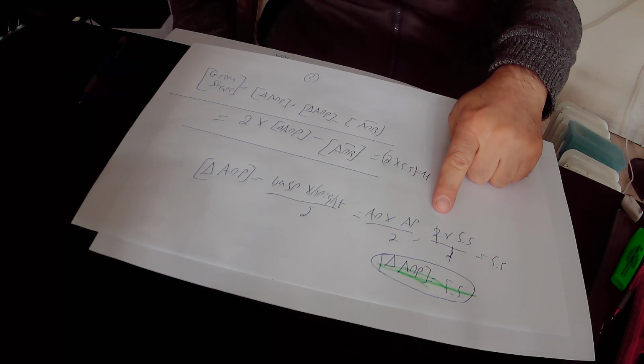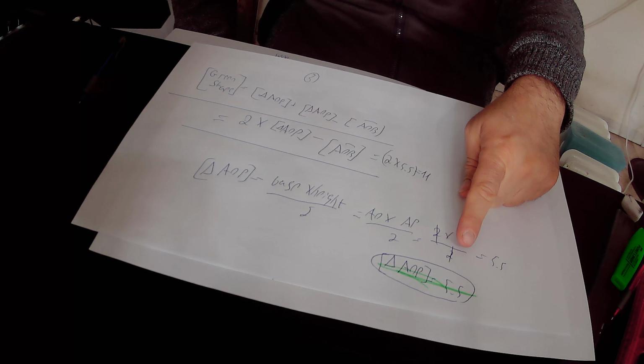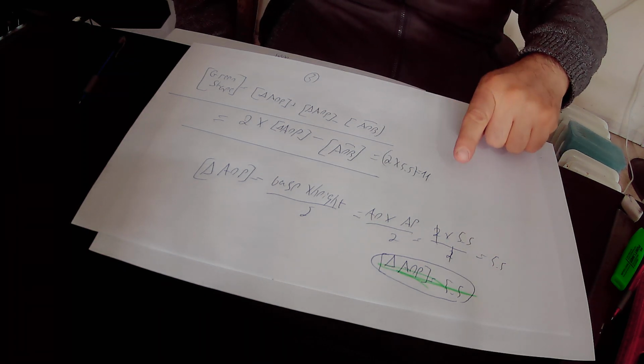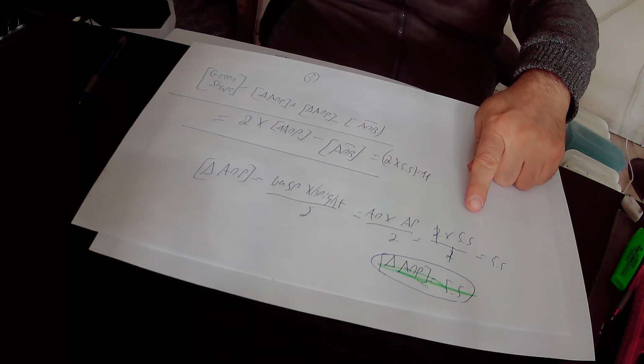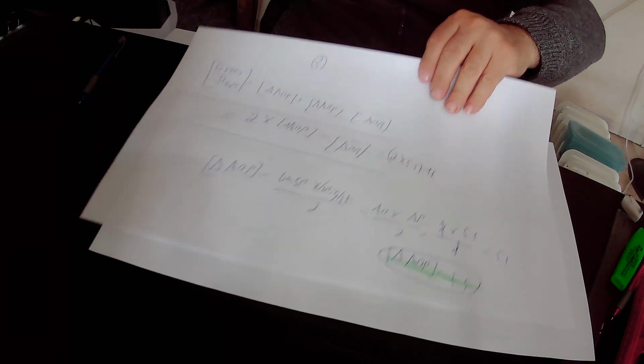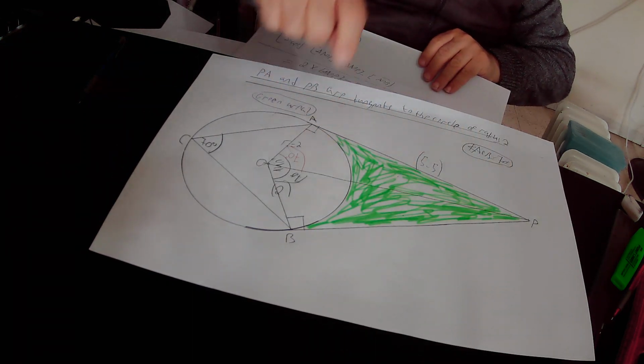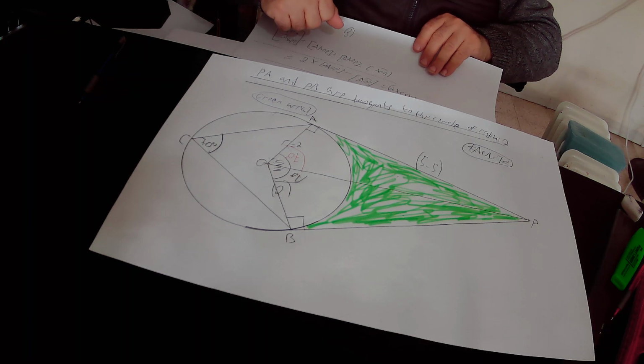So we have 2 in the numerator and 2 in the denominator, so the 2s get cancelled, and we are left only with 5.5. In conclusion, the area of this right triangle AOP is equal to 5.5 square units.